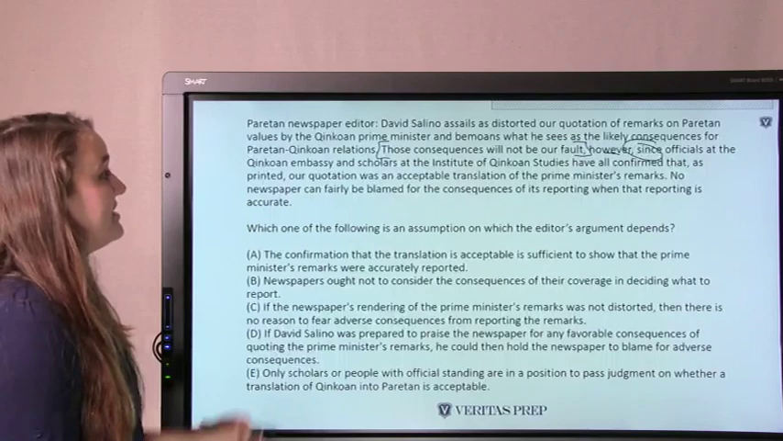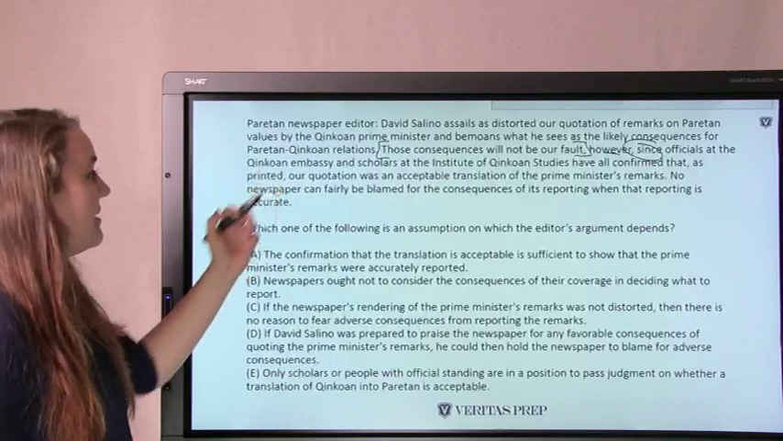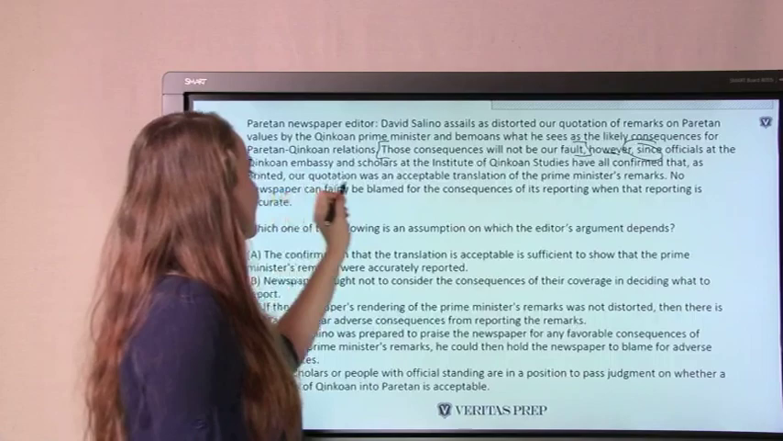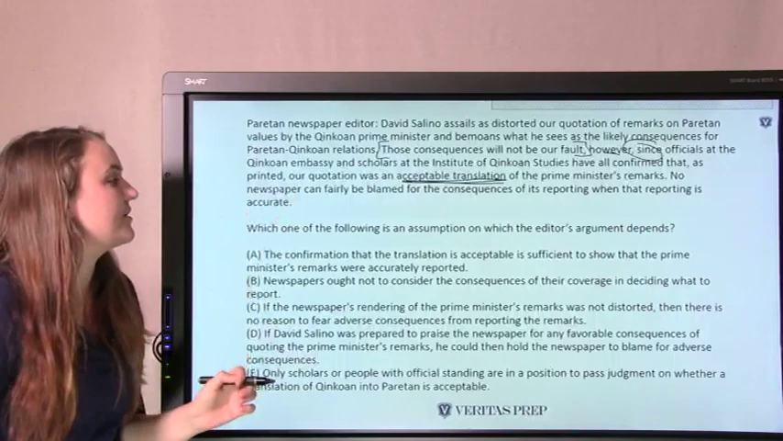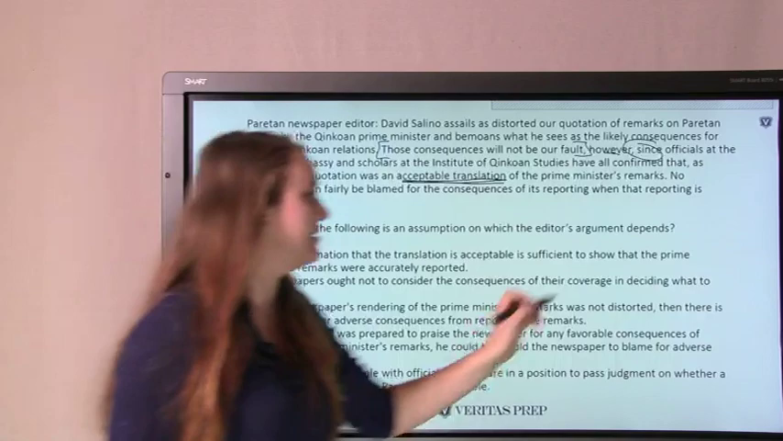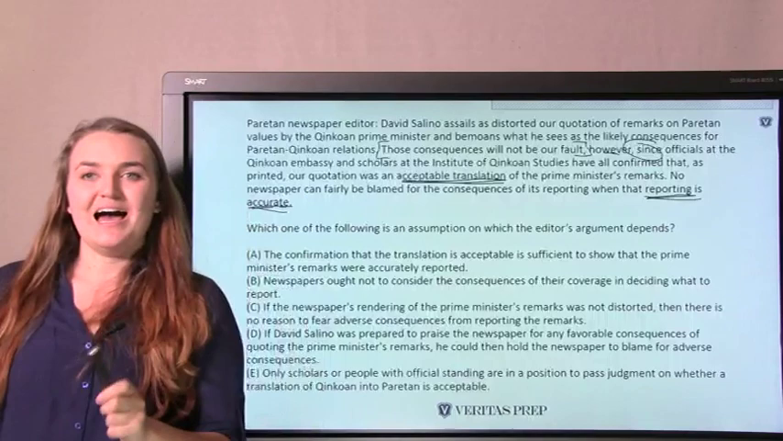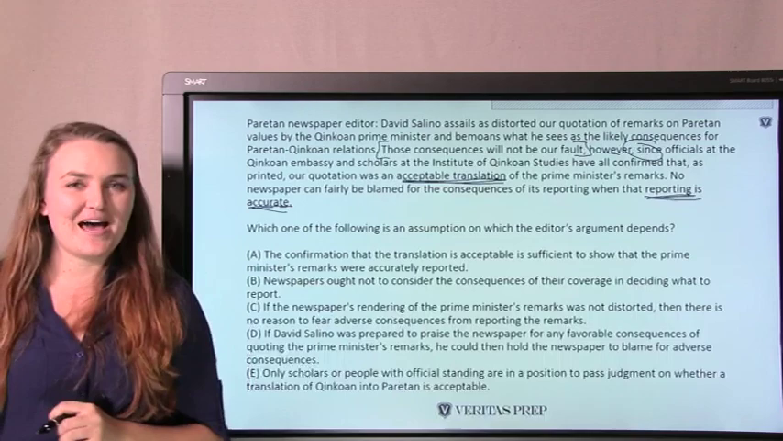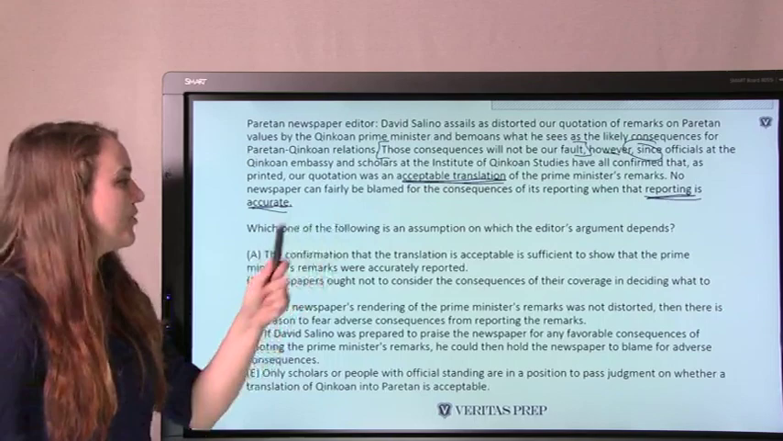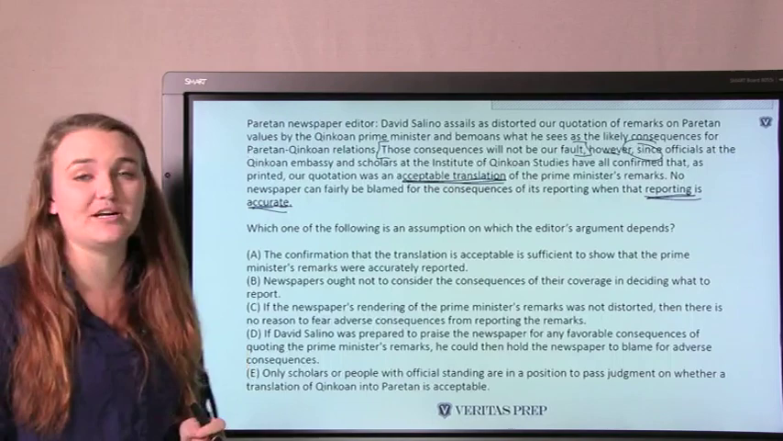Why? Well, because officials at the embassy and scholars at the Institute have confirmed that our quotation was an acceptable translation. No newspaper can fairly be blamed for the consequences of its reporting when that reporting is accurate. So, at this point, I'm a little suspicious. Why am I a little suspicious? On the basis of the couple of past questions we've already done. So no newspaper can be blamed when their reporting is accurate. Officials have quoted that we have an acceptable translation, therefore we can't be blamed.